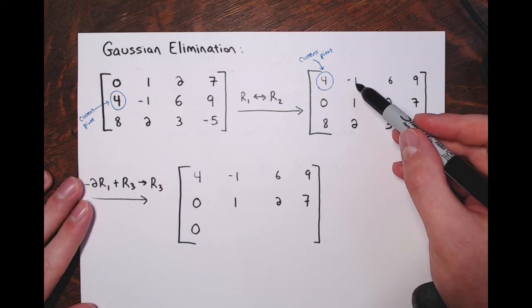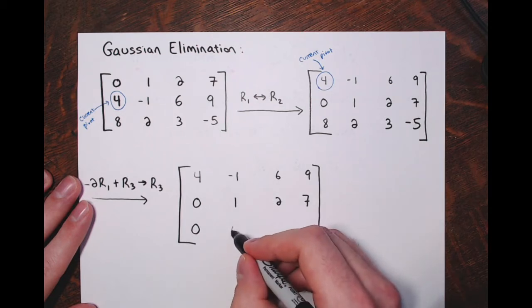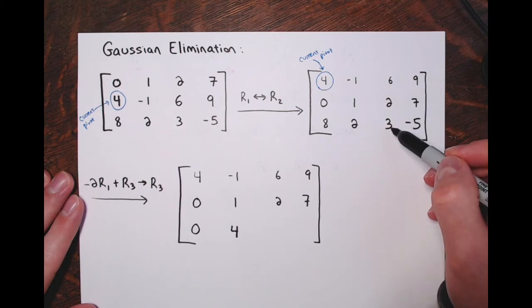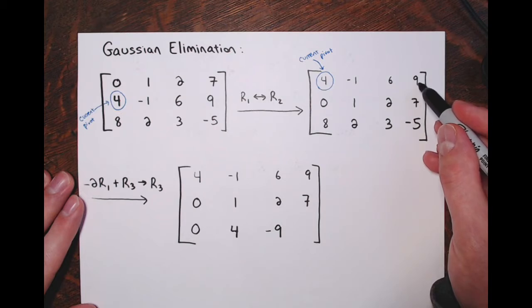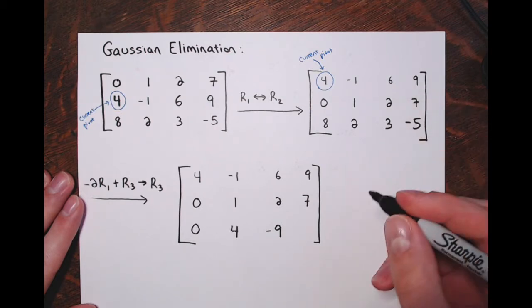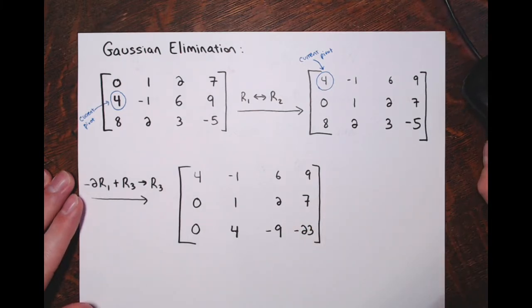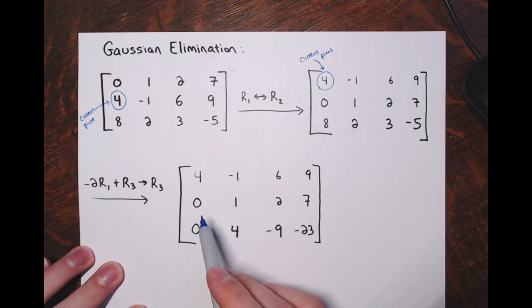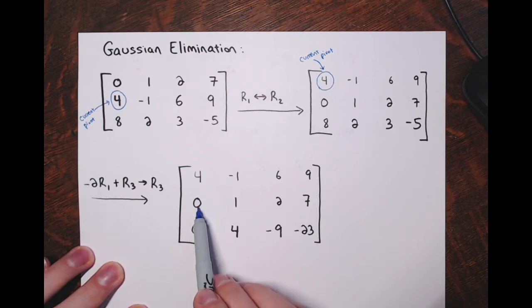Then again, keep going down. Negative 2 times negative 1 is 2, plus 2 is 4. Then negative 12 plus 3 is negative 9. And then negative 18 plus negative 5 is negative 23. Okay. All right, so now I'm done with that pivot. The current pivot, which was at this 4 position here in the upper left-hand corner, now has zeros all below it.